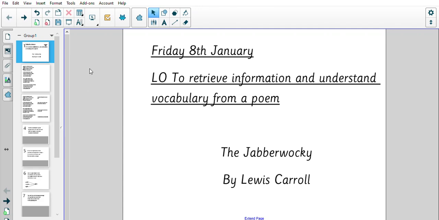Good morning everybody and welcome to today's English lesson. Today our learning objective is to retrieve information and understand vocabulary from a poem. And today we're going to be looking at the poem called The Jabberwocky by Lewis Carroll.